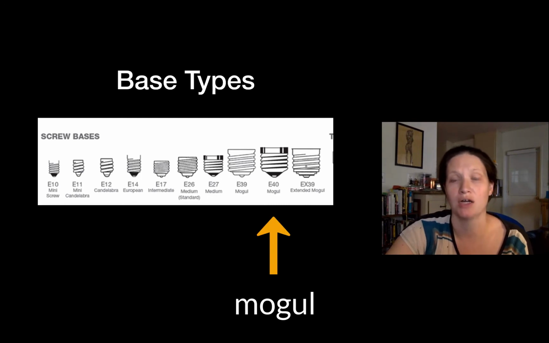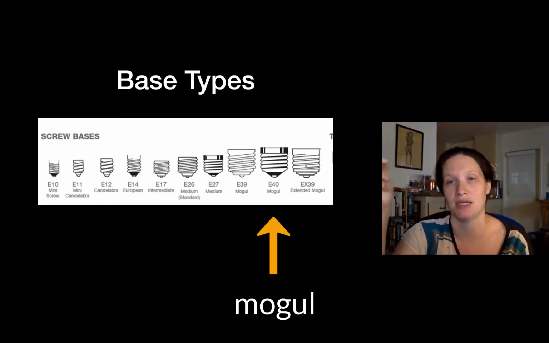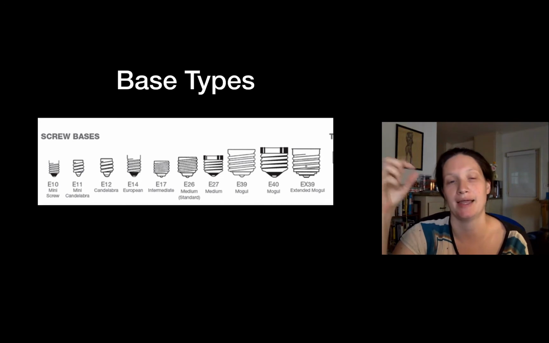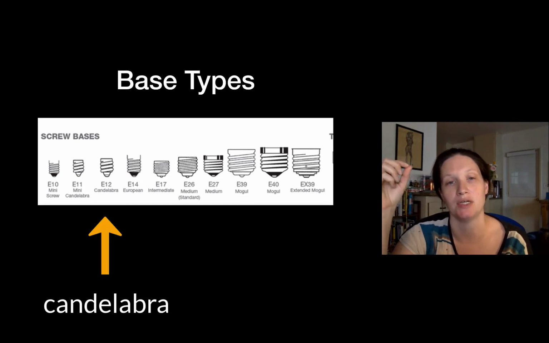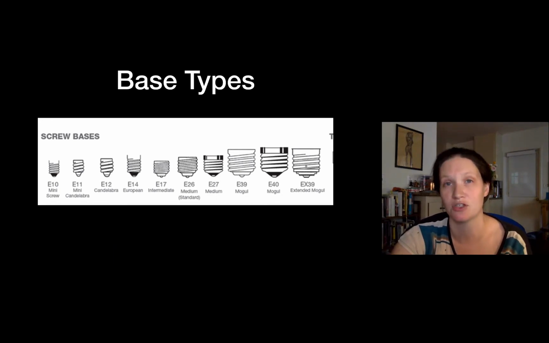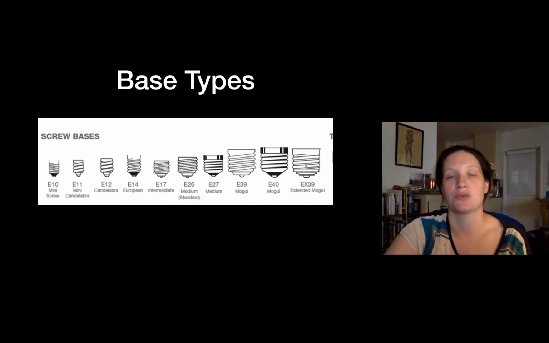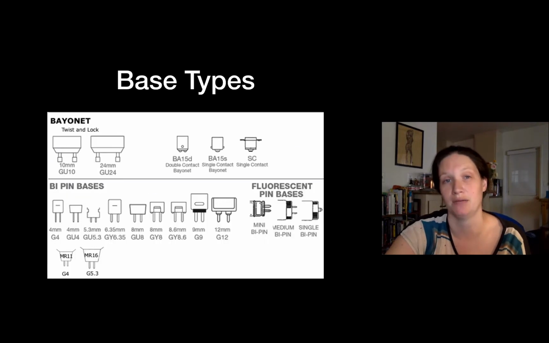Mogul are kind of bigger, more giant bases. And then candelabra and mini candelabra, so E11, E12, those are going to be on some house fixtures, like a lamp from IKEA might have a candelabra base lamp. They'll also be in chandeliers. So those are the three main sizes. Those little candelabra bases can also be found on some theatrical lighting fixture lamps.